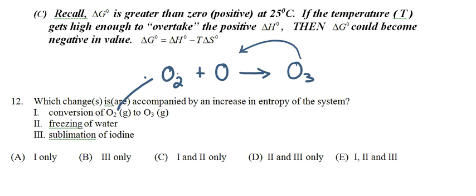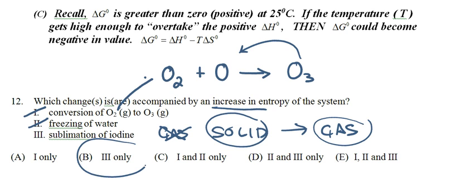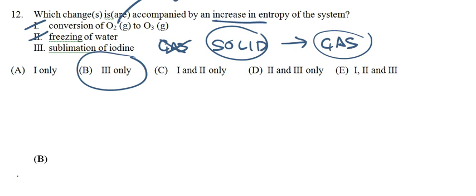All right, so let's see here. So that is a decrease. That one's out. Freezing of water is not an increase. It's actually a decrease. It's becoming more ordered. Sublimation of iodine. What does sublimation mean? It goes from a solid to a gas. So when we go from a solid, we're going from a very ordered state to a gas. So unfortunately, 3 can only be our choice. Okay. All right.